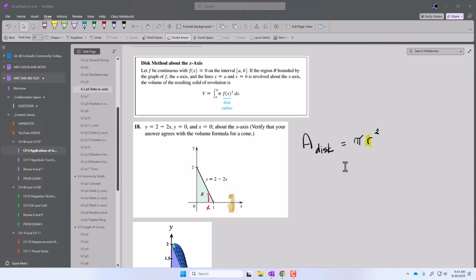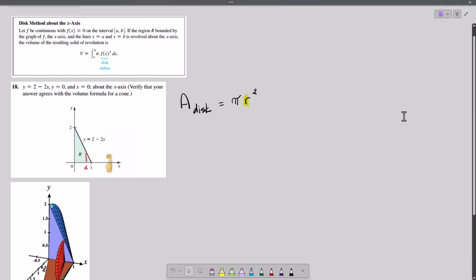So what is playing the role of r here? R is 2 minus 2x. R is the function. So the length of this red segment there, that's playing the role of the radius. So the distance from the x-axis up to this curve right there is forming the radius of the corresponding disk. And that radius, little r, we can put a little r right in there.